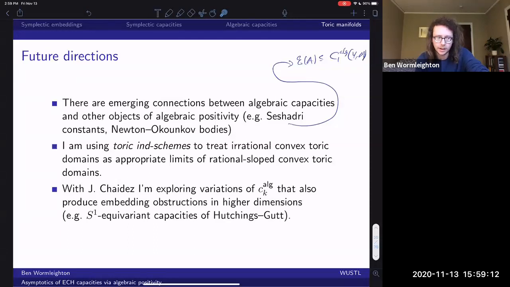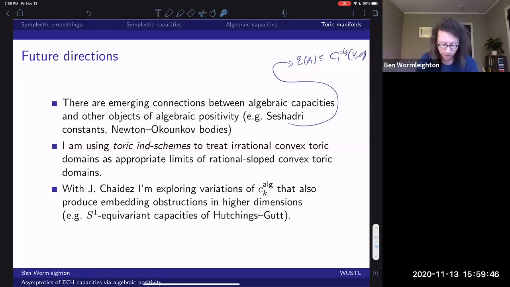And these, well, I recently proved that these objects are the algebraic analogs to irrational convex toric domains. And so one can pose questions about their asymptotics or about embeddings in terms of the geometry of toric infinitesimal schemes, which is also interesting because the geometry of infinitesimal schemes is under development. So there are many interesting questions there. My hope is that this will eventually lead to a proof that the E_k are O(1) in this context also.